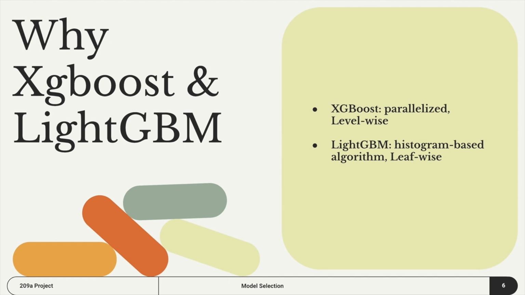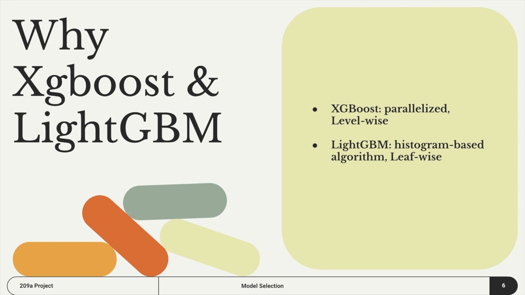And LightGBM reduces computation using a histogram-based algorithm. Continuous features are binned into intervals, speeding up the split searches. It also grows trees leaf-wise, unlike XGBoost's level-wise growth, focusing on areas with the highest errors. This improves performance on imbalanced datasets.